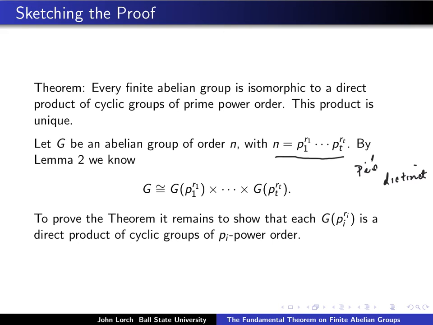Then, if you apply lemma 2 repeatedly, what you have is that our group G has to be isomorphic to this direct product, G of P1 to the R1 up through G of PT to the RT. And so really the only thing that remains is to show that each of these that were defined on the previous slide is a direct product of cyclic groups of pi power order.